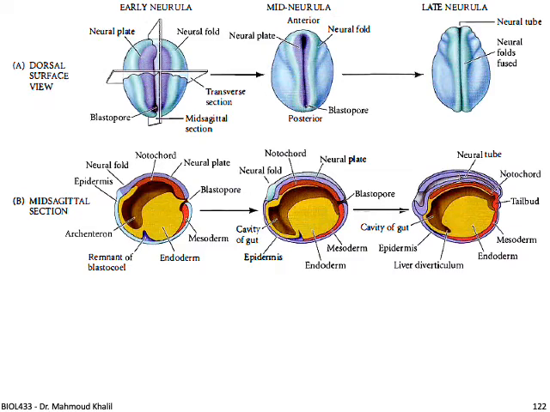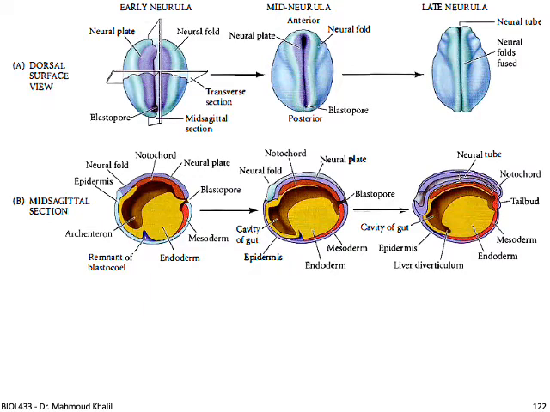In the mid-sagittal section, you can see how the neural tube is formed in the mid-neurula, being lined by two layers of the dark blue layer of cells, and in between is the neural tube. And in the late neurula, you can see that the neural tube is covered by the ectoderm, which is light blue.